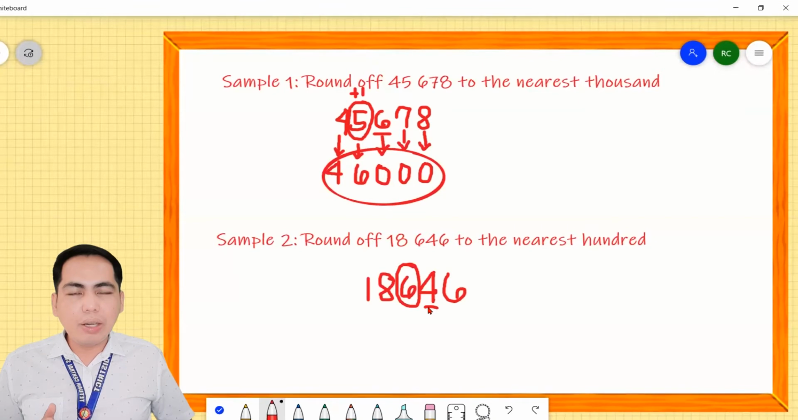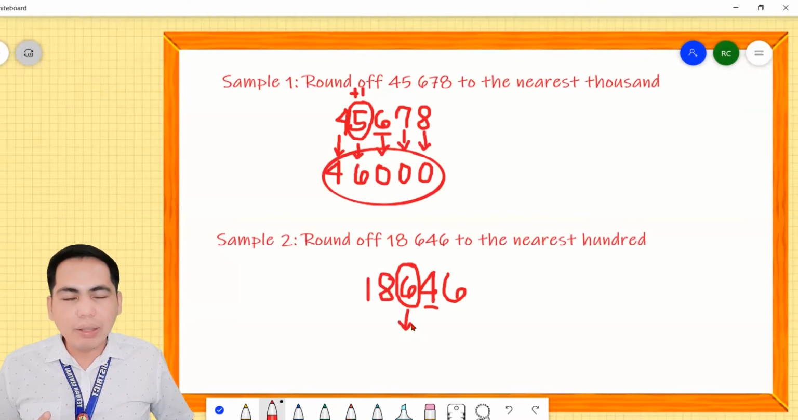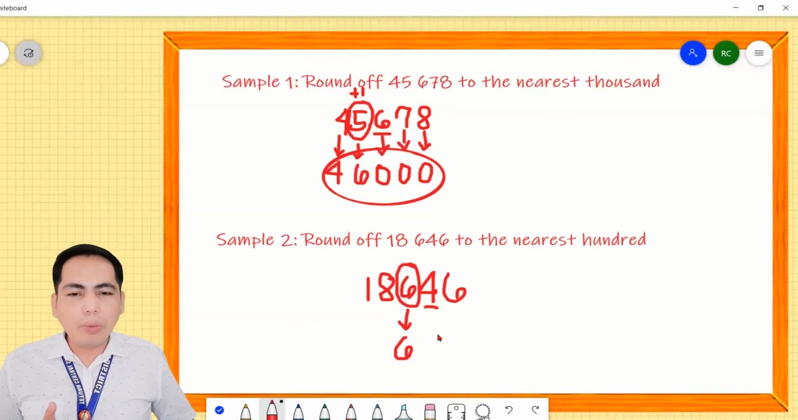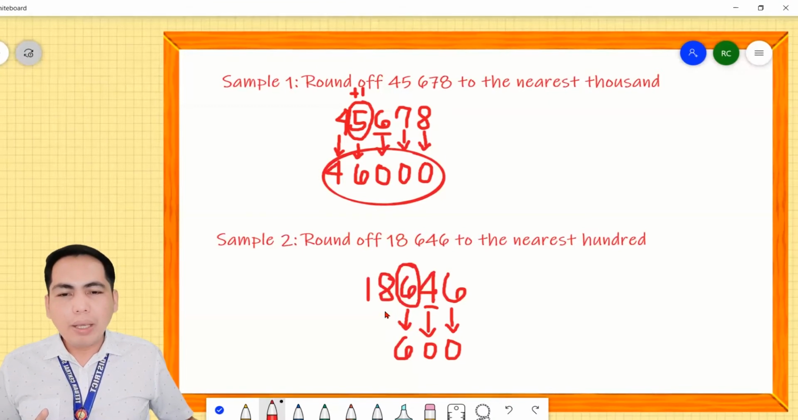If this digit is 0, 1, 2, 3, or 4, we have to retain this digit. And if this digit is 5, 6, 7, 8, or 9, plus 1. Since this is 4, we have to retain the digit that we are going to round off, this 6. So 6 will be retained as 6. And then all the digits after it will be replaced by 0. So the 4 will become 0. 6 will become 0. And all the digits before the digit that we are rounding off will be brought down. So 8 will be brought down and 1 will also be brought down.